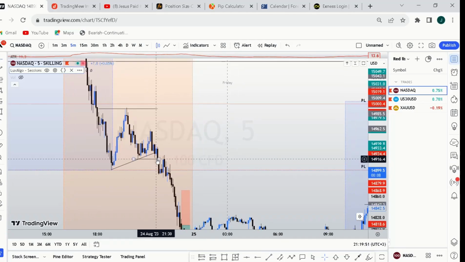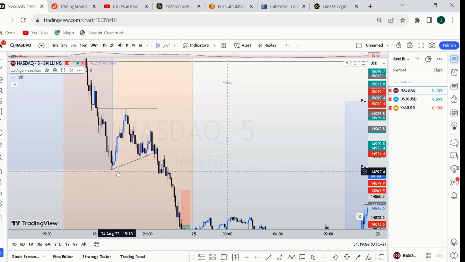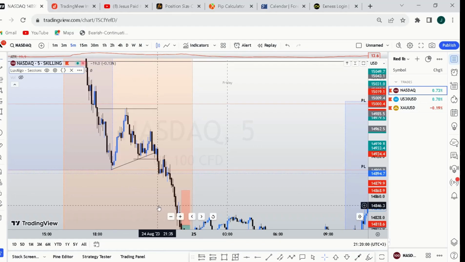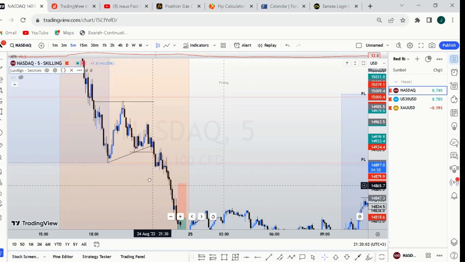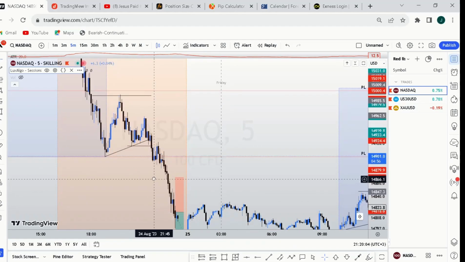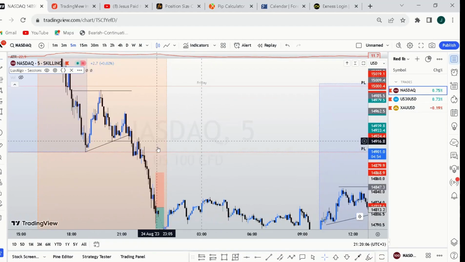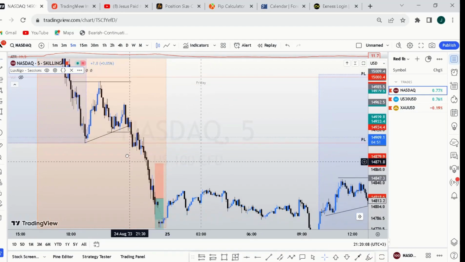So you can see, guys, this was an entry for me, but I was still looking at this level, because this is a strong level, a psychological level, a support that's going to cause the market to go up, and I was expecting the market to go up. But unfortunately, when it broke down, I started looking for a reversal and a continuation. So the market kept on going down, man.